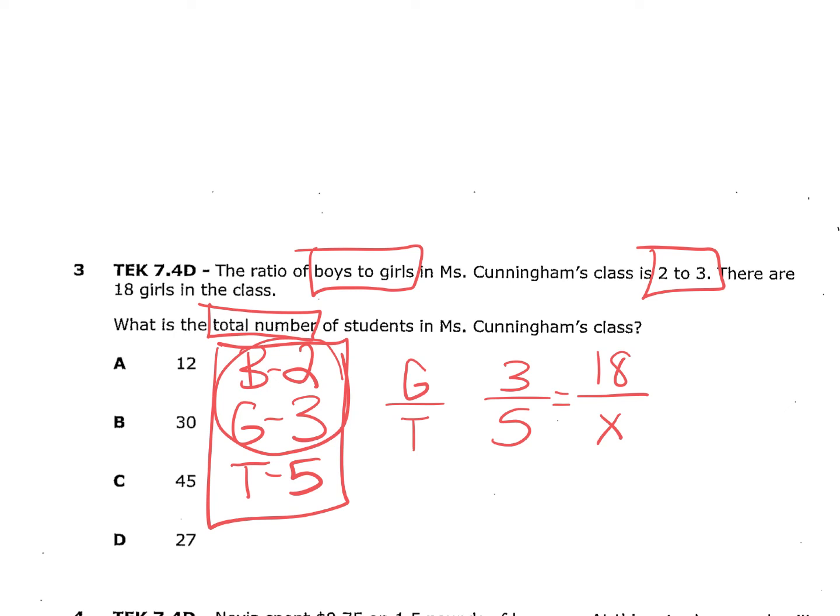So then I see 3 times 6 is 18. So then I can do 5 times 6, which would be 30. So it means there are 30 total students in that class.